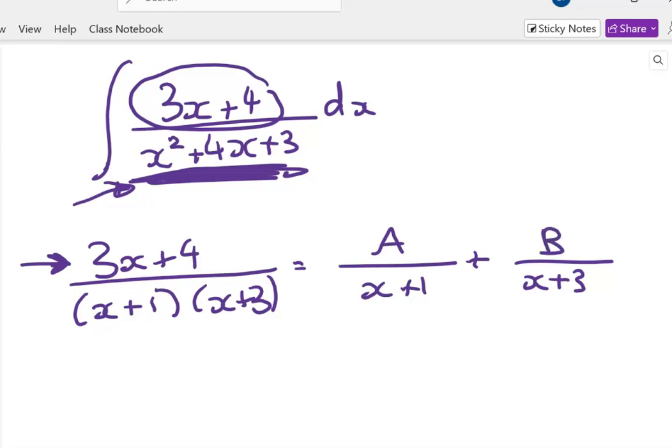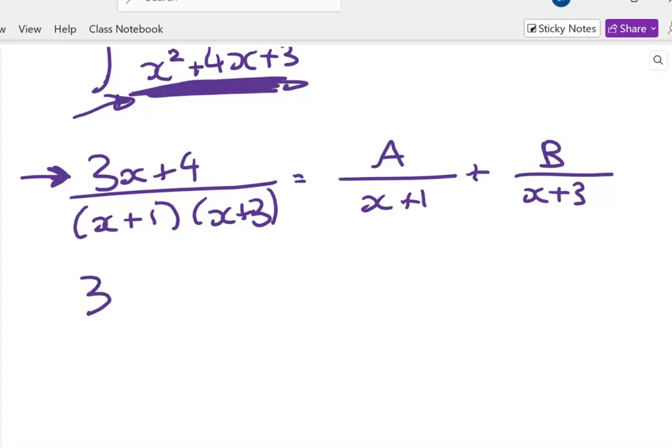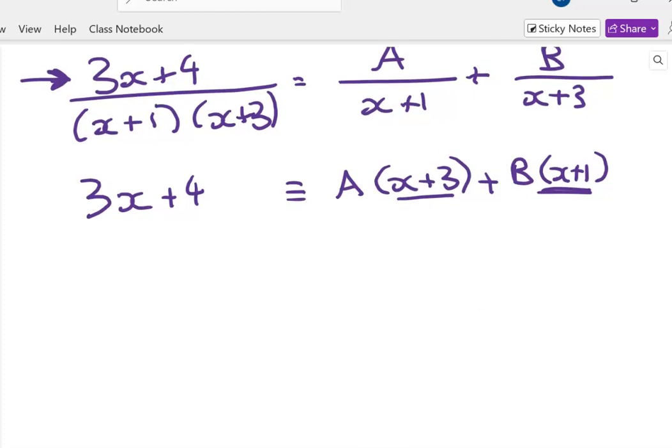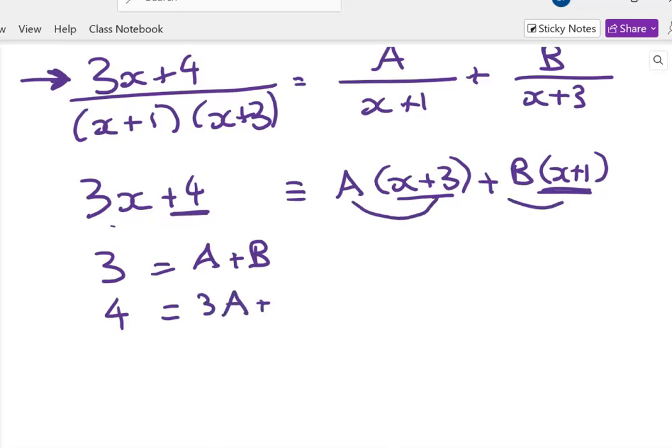Now, we can do this in a couple of different ways, but in both of them, the first step is going to be to say 3x plus 4 has to equal big A times x plus 3 plus big B times x plus 1. Now, I can either do some simple simultaneous equations matching of coefficients here, or I can substitute values in. I'm going to do both methods in this video. So the first thing we can say is that we've got 3x has to equal ax plus bx. So 3 equals a plus b. And matching on the constant, we can say that 4 has to equal 3a plus b.